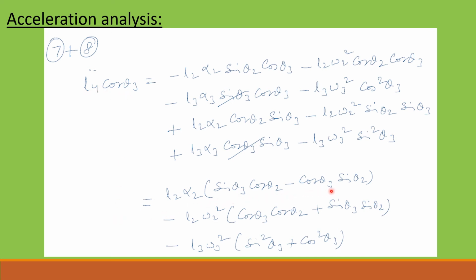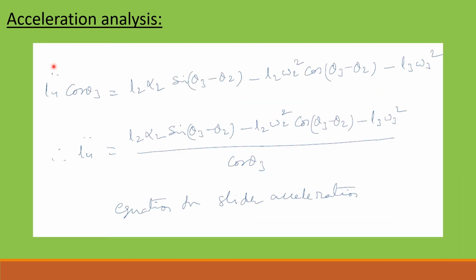times sin theta 3 cos theta 2 minus cos theta 3 sin theta 2, minus L2 omega 2 square times cos theta 3 cos theta 2 plus sin theta 3 sin theta 2, minus L3 omega 3 square times sin square theta 3 plus cos square theta 3. So by rearranging again we get L4 double dot cos theta 3 equal to L2 alpha 2 sin theta 3 minus theta 2 minus L2 omega 2 square cos theta 3 minus theta 2 minus L3 omega 3 square. So finally L4 double dot equal to L2 alpha 2 sin theta 3 minus theta 2 minus L2 omega 2 square cos theta 3 minus theta 2 minus L3 omega 3 square divided by cos theta 3. So this is the equation for slider acceleration.